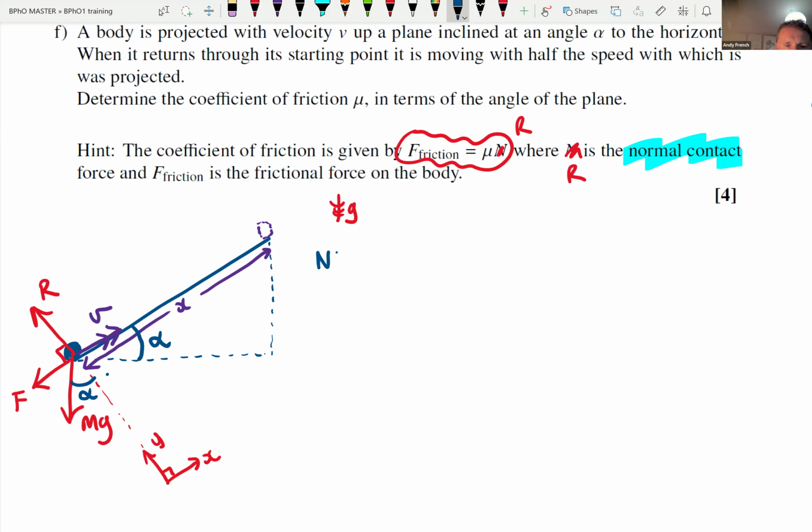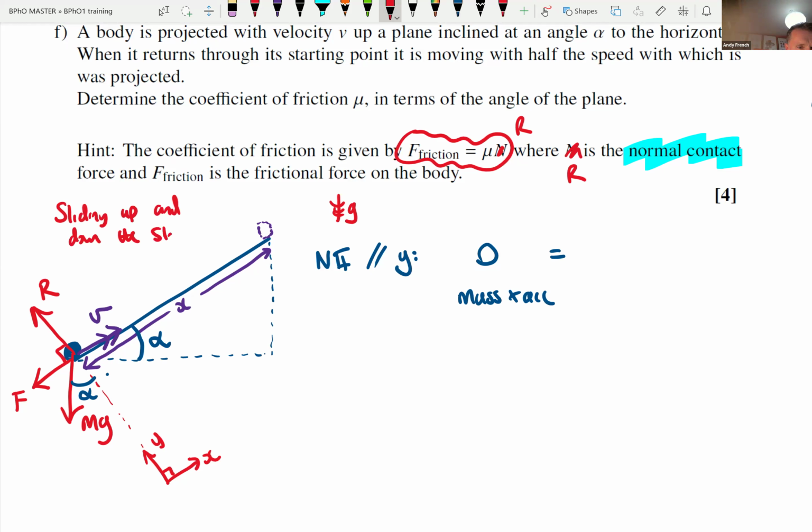So let's go for Newton's second law. Mass times acceleration is the vector sum of force. And we're going to do that parallel to the y direction because that's going to be in equilibrium. So our mass times acceleration in this direction is going to be 0, because it's not popping off the slope, as it were. It's just sliding along the slope. So we can just remind ourselves that it's going to be sliding up and down the slope.